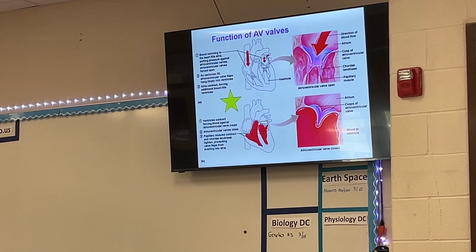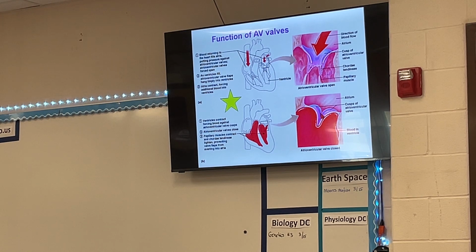So this is Angle Classroom. I really liked this picture because it shows how the valves are functioning. We kind of talked a little bit about it, but it was hard for me to describe, and I liked this picture especially. It shows how the valves shut. When the blood is pushing up against it, it closes the valve pretty well. So these two pieces push close, and it prevents it from opening.